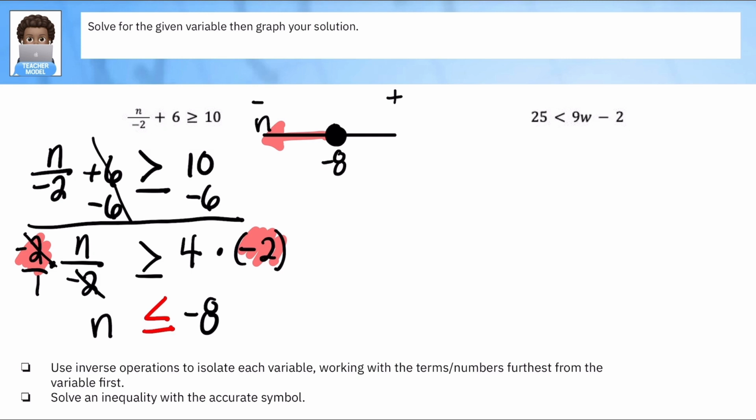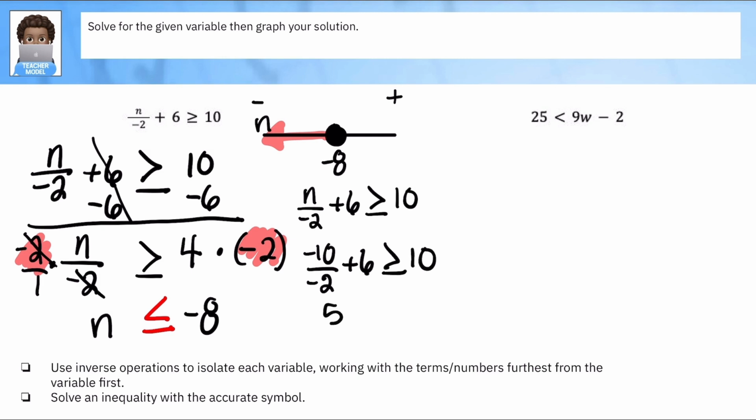We'll do a check. We'll try -10. So n divided by -2 plus 6 is greater than or equal to 10. So -10 divided by -2 plus 6. This would be 5 plus 6 is greater than or equal to 10. And that is true. 11 is greater than or equal to 10. So we have a true statement. Let's try the next one.